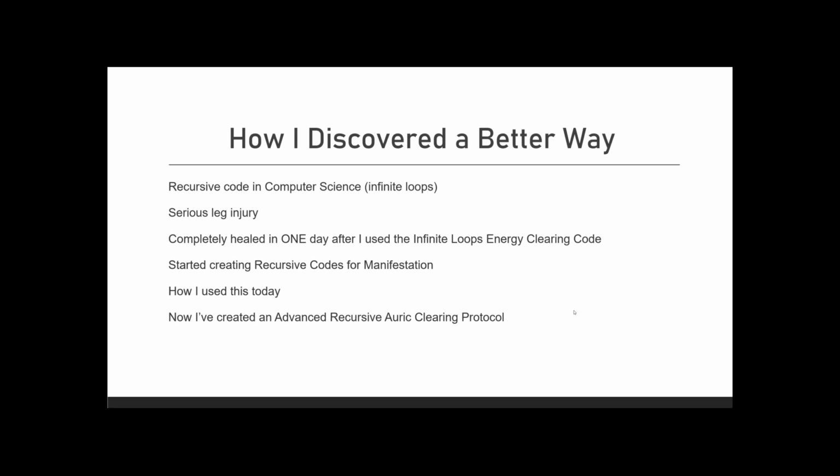Like all these things are happening like this all the time, now that I start activating these codes. And so we have the codes for manifestation. And what I've created recently is an advanced recursive Auric clearing code, a whole protocol for that, which means you don't have to do an Auric clearing more than once you have this installed in you. Does that make sense, everyone?